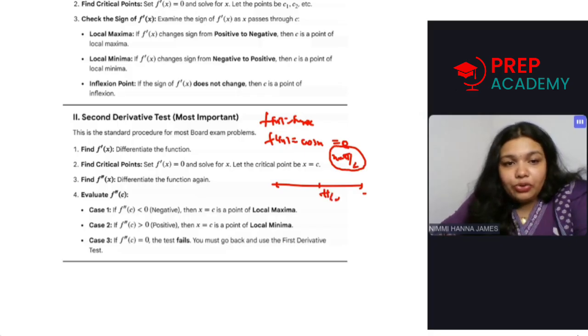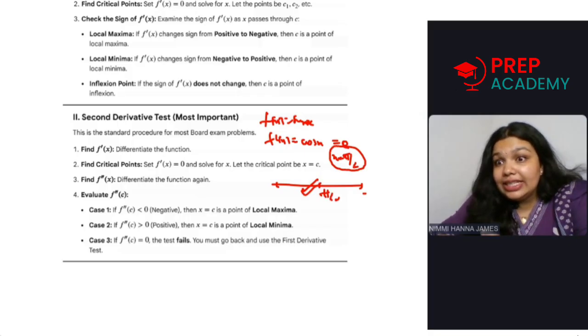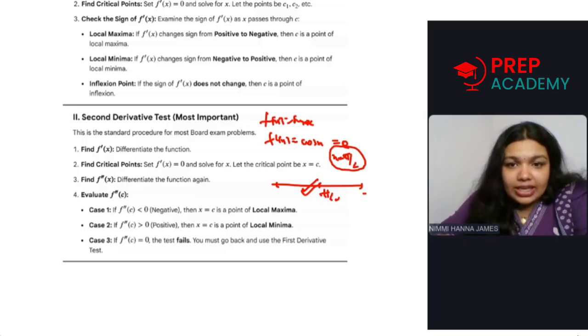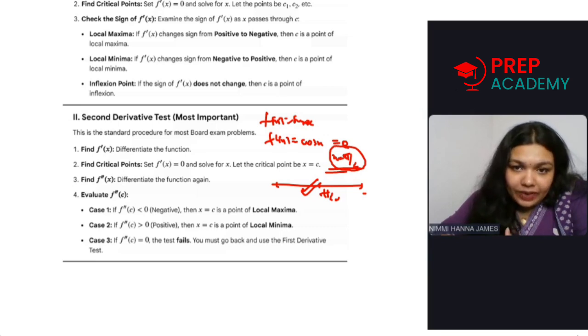So what do we have to do? Okay, this was for the increasing and decreasing functions. Here we got the critical point, and now we have to differentiate the function again. f dash of x, we got cos x, and f double dash of x, the differential of cos x, is minus sin x.